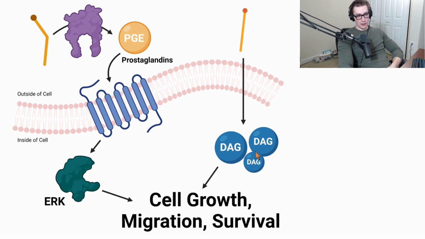So these DAG molecules can then be used to also stimulate a series of different intracellular communication proteins like ERK, and can also lead to cell growth, migration, and survival. So these two mechanisms that I'm describing here are two independent mechanisms by which fats directly affect cancer cell progression.